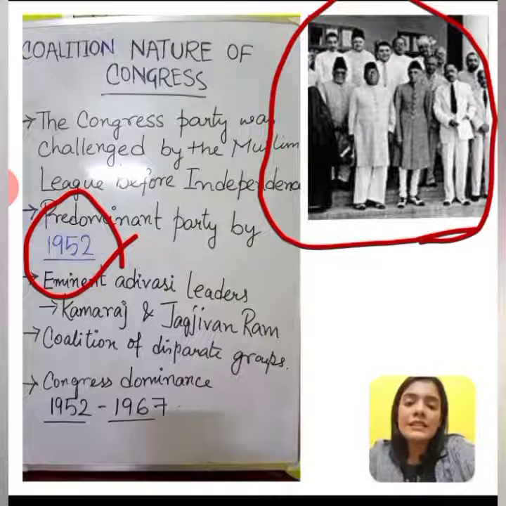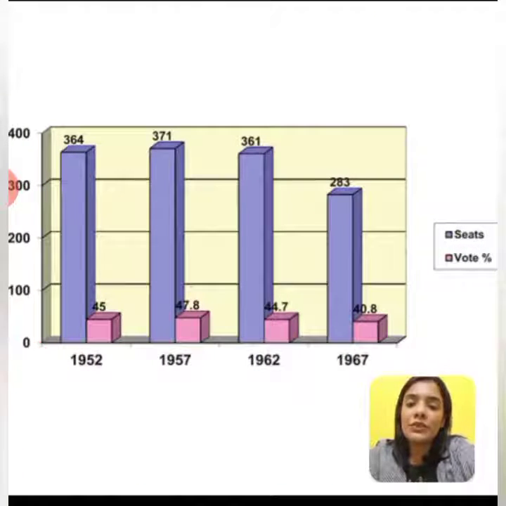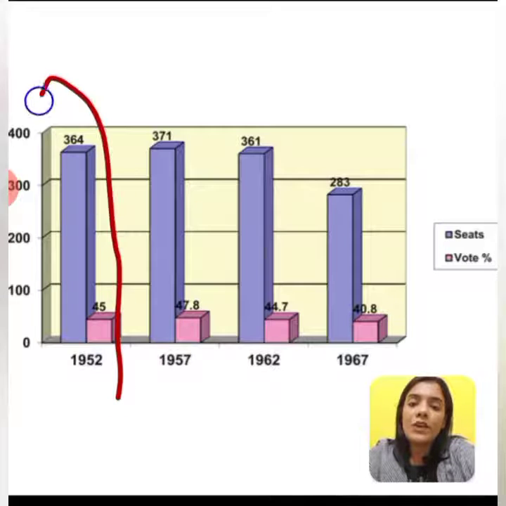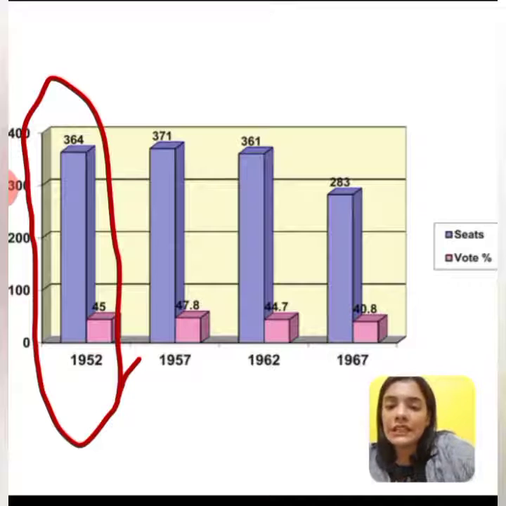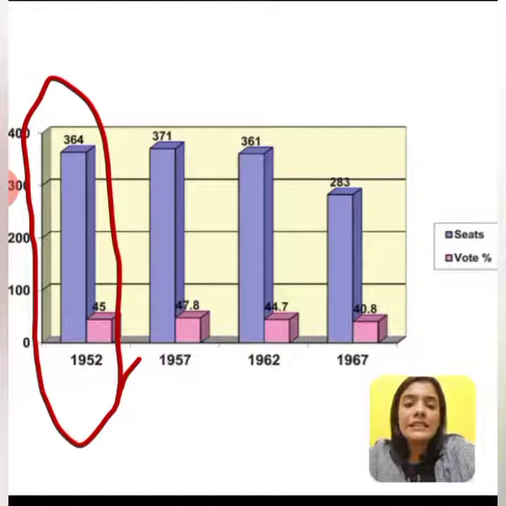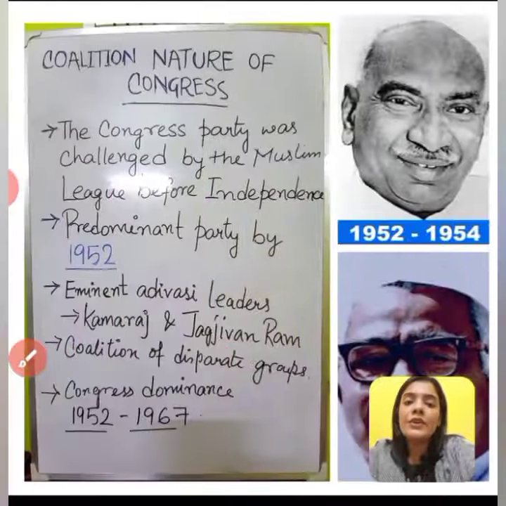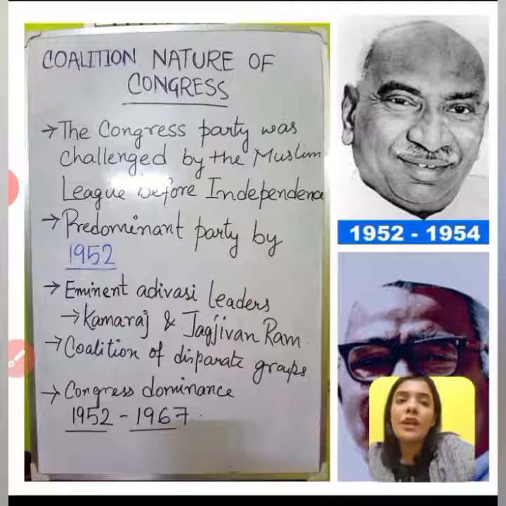See, I'm showing you the graph here. If you see 1952, Congress was predominantly the sole party in India during the year 1952. Now the biggest asset of Congress was that it drew people from all backgrounds.